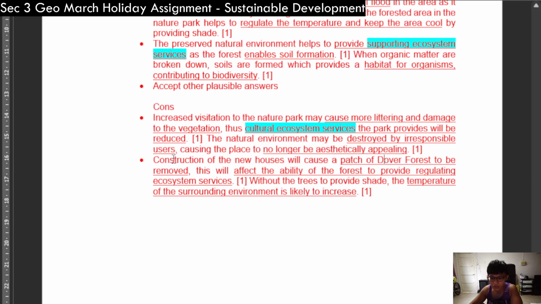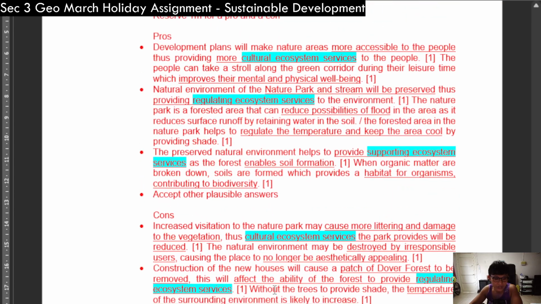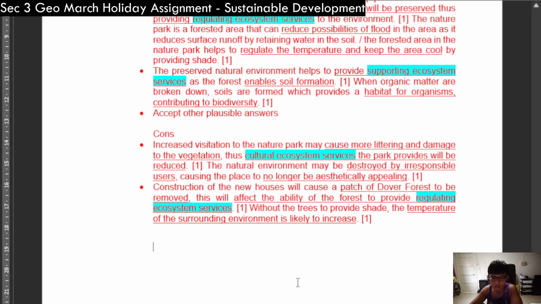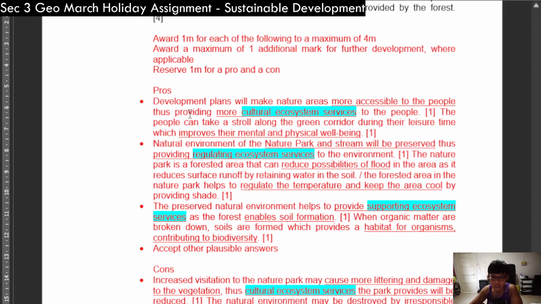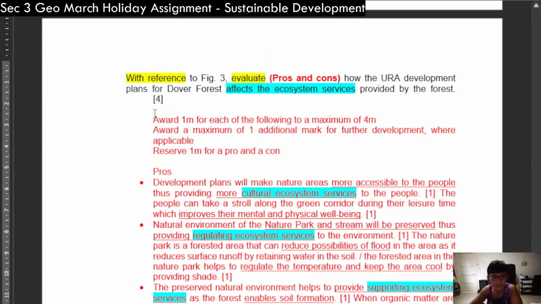Then the next point is on the construction. Construction of the new houses will cause a patch of the forest to be removed. So this will affect the ability of the forest to provide regulating services. When we remove a whole patch of the forest, the regulating services will actually be gone because the trees can no longer provide shade. So the temperature of the area is likely to increase. Right? So a very simple question. Basically, you just need to say the good things and the bad things about the plan, but essentially you have to link it back to the idea of the ecosystem services as well.